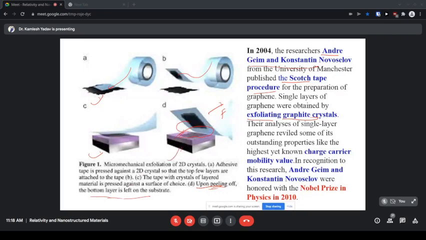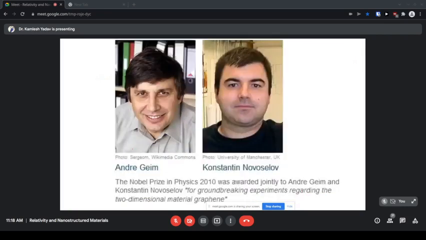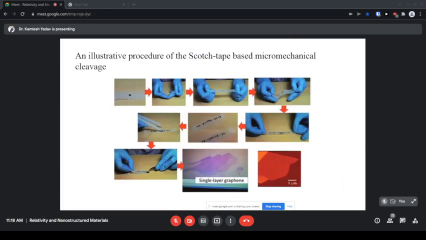Okay, they discovered this, and for this these two persons were awarded the Nobel Prize in 2010 for the discovery of graphene. This is the scotch tape method. On the scotch tape, like here is the graphite, and you go on applying mechanical force, and finally you will obtain a single layer of graphite.